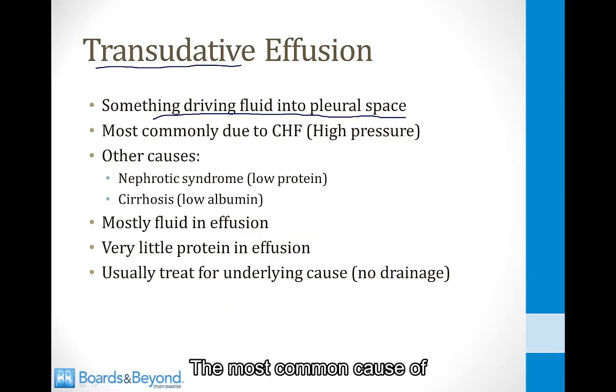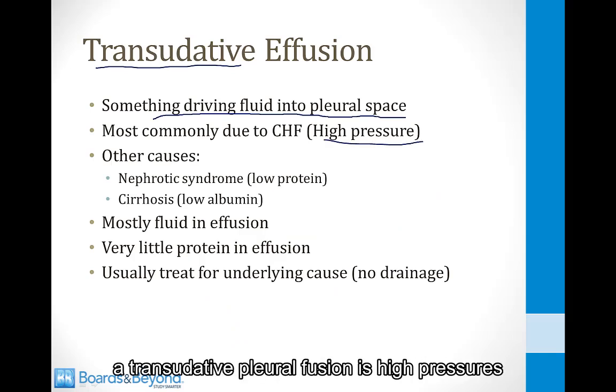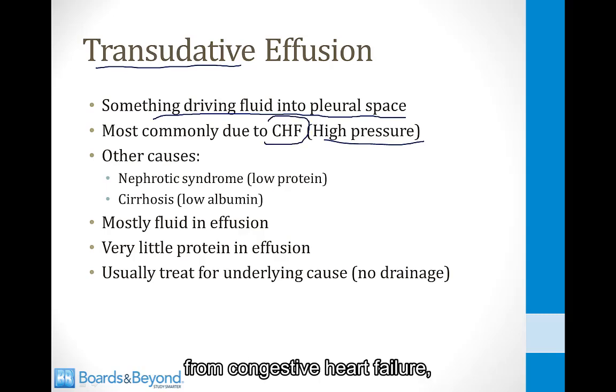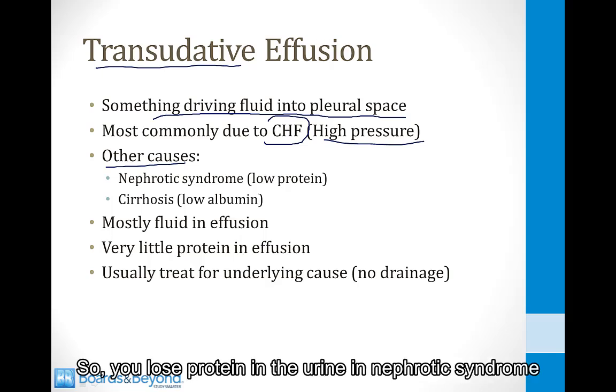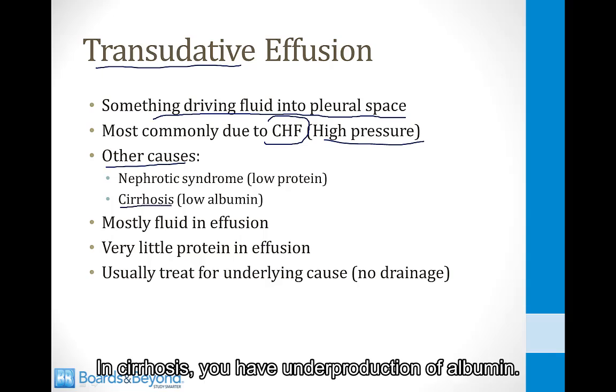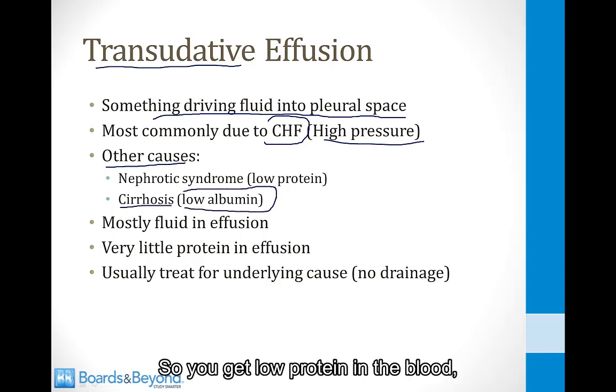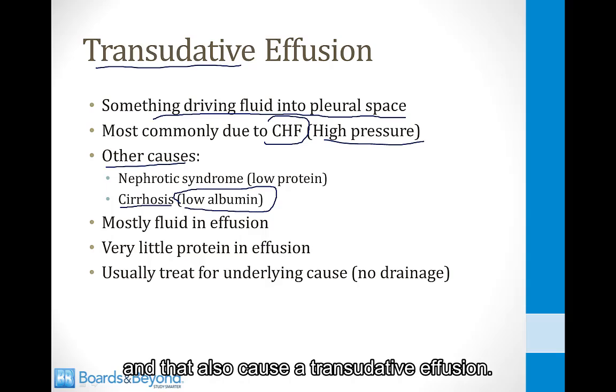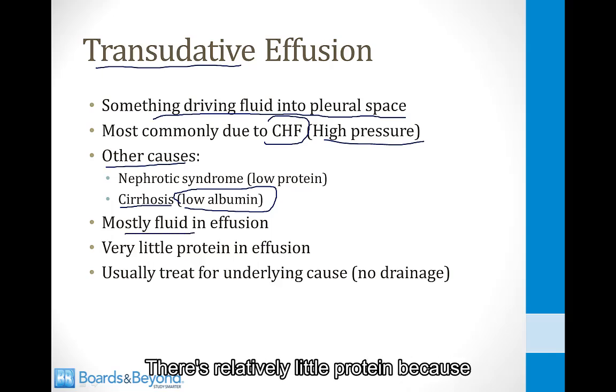The most common cause of a transudative pleural effusion is high pressures from congestive heart failure. But other causes are nephrotic syndrome, so you lose protein in the urine in nephrotic syndrome, and the plasma will have low protein and therefore low oncotic pressure, and that can cause an effusion. In cirrhosis, you have underproduction of albumin, so you get low protein in the blood, and that also can cause a transudative effusion. In these effusions, there's mostly fluid. There's relatively little protein because the capillary membrane is intact, and it keeps proteins inside the capillary, so there's not that much in the effusion.